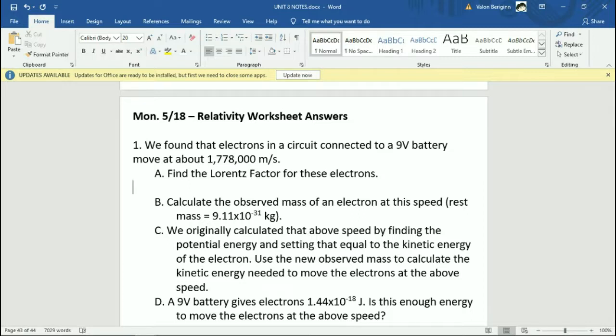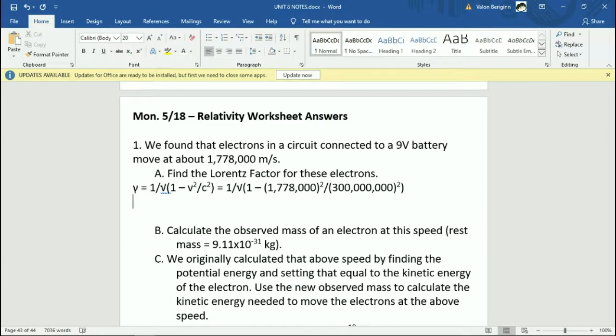Okay, so we're solving for gamma for this speed. So we have 1 over the square root of 1 minus v squared, that's going to be 1.78 million squared, divided by 300 million squared.